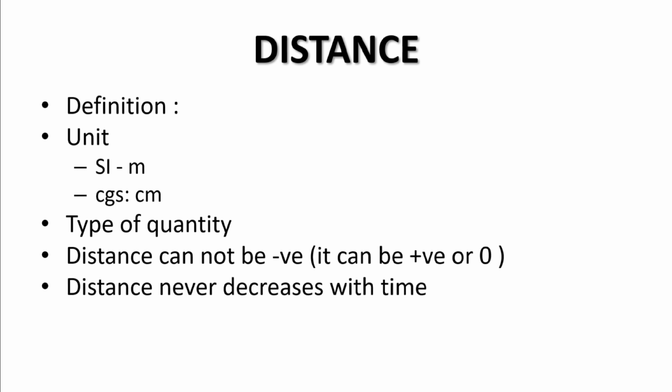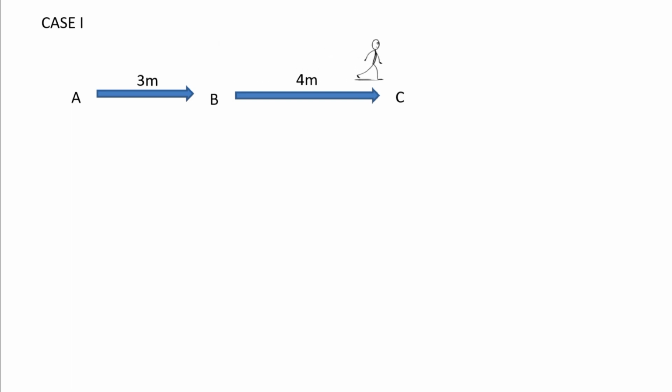Next, an important point is that distance never decreases with time. It always increases or stays the same. Let us take an example. Consider a person starts moving from point A to point B for 3 meter and from point B to point C for 4 meter in a straight line. The distance covered by the person is 7 meter.